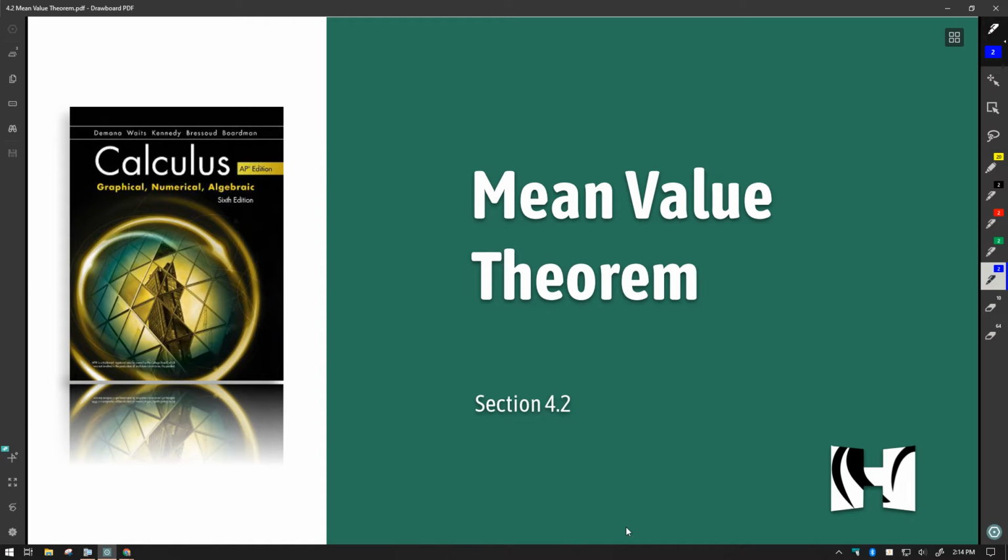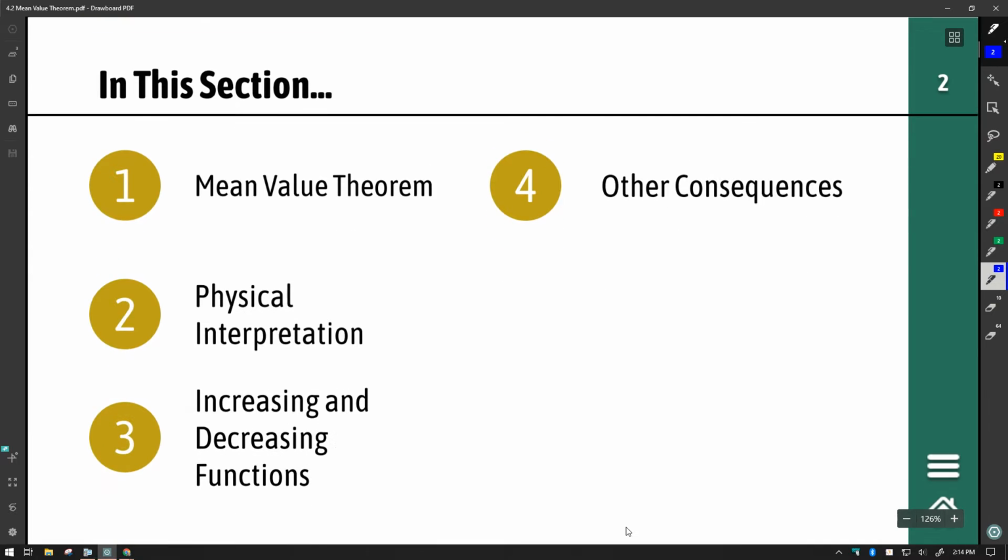Let's get started with section 4.2. This is the mean value theorem. In this set of videos, we're going to talk about the mean value theorem. We're going to talk about the physical interpretation of the mean value theorem, which will lead us into a discussion on increasing and decreasing functions, and we'll finally end up with some other consequences of the previous three topics.